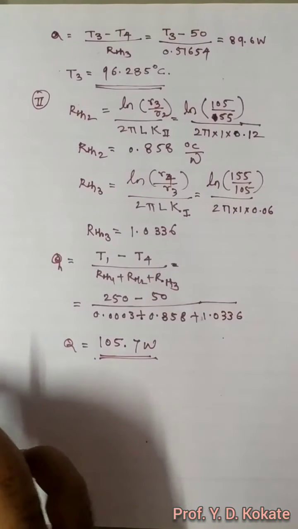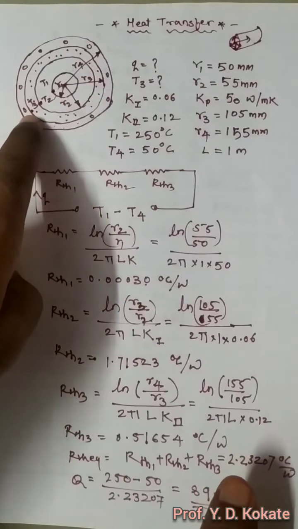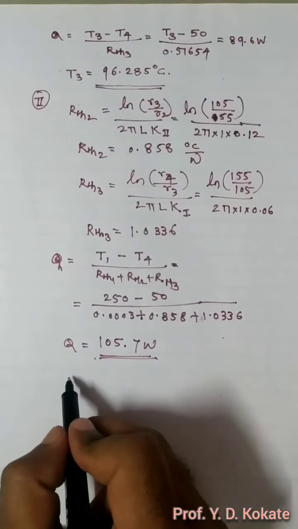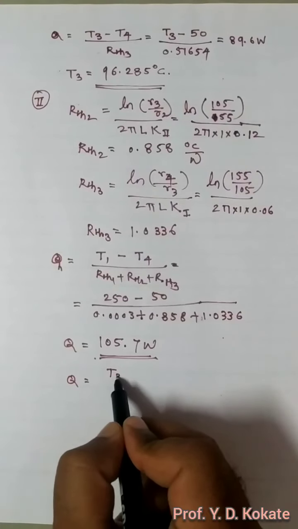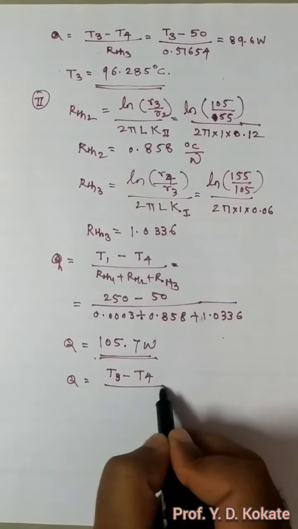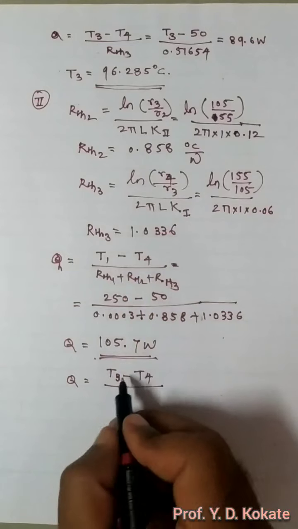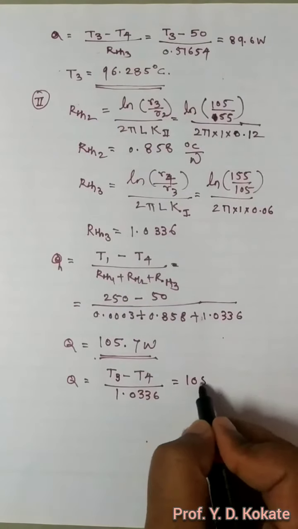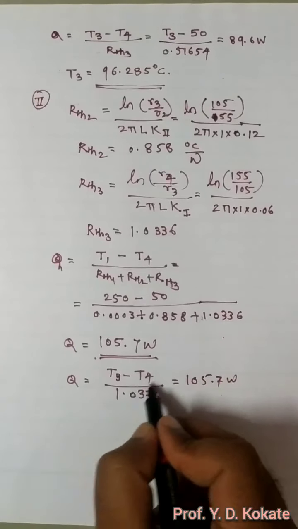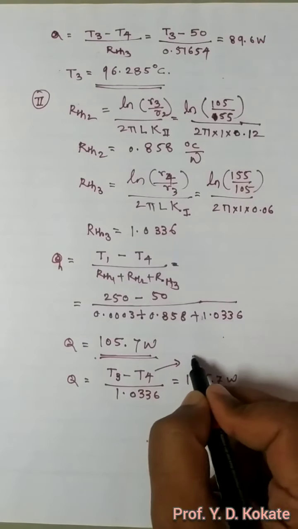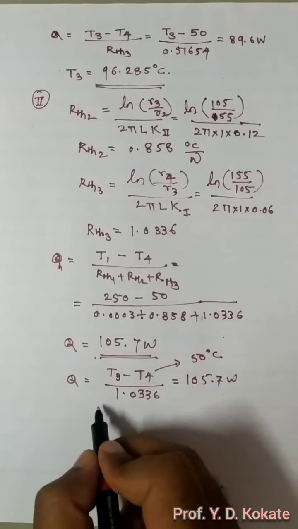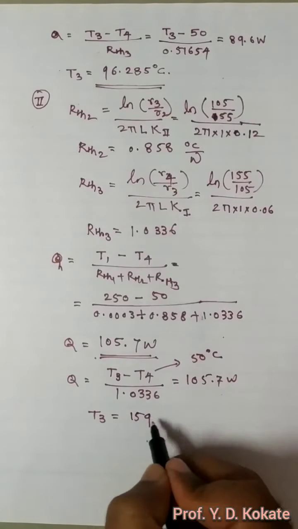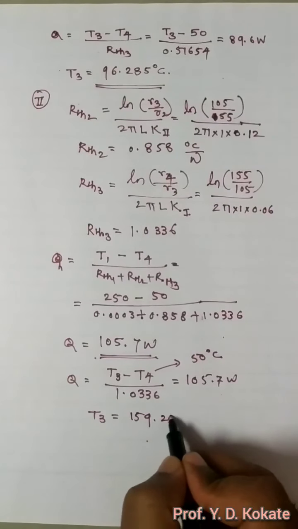Now if I want to find the interfacial temperature in between these two layers, that is T3, I again take Q equal to T3 minus T4 divided by the third resistance, that is 1.0336. Now Q value is 105.7 watt. T4 is already known, that is nothing but 50 degrees Celsius. So I will get a value of T3 equal to 159.25 degrees Celsius.